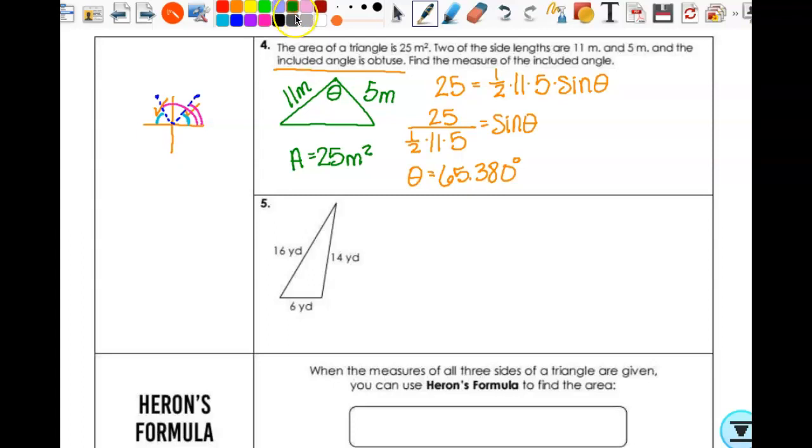Yes, I think that sounded right. 114.620, yeah. So then we can say the measure of the included angle is, it was 114 point what? 620? Yeah.